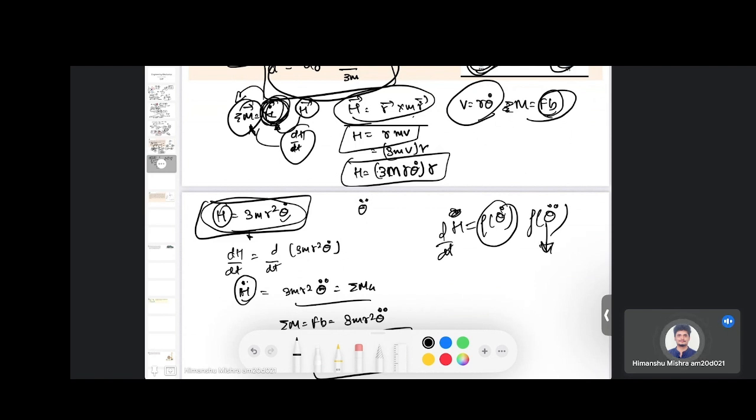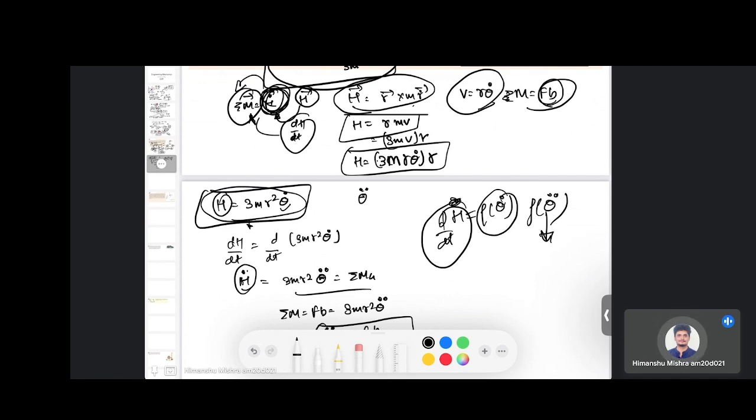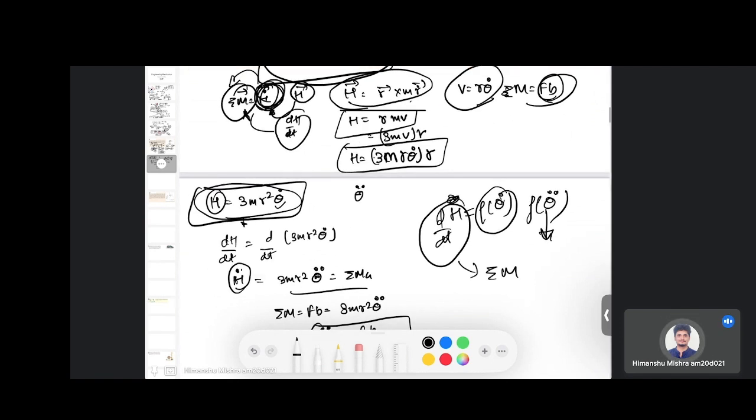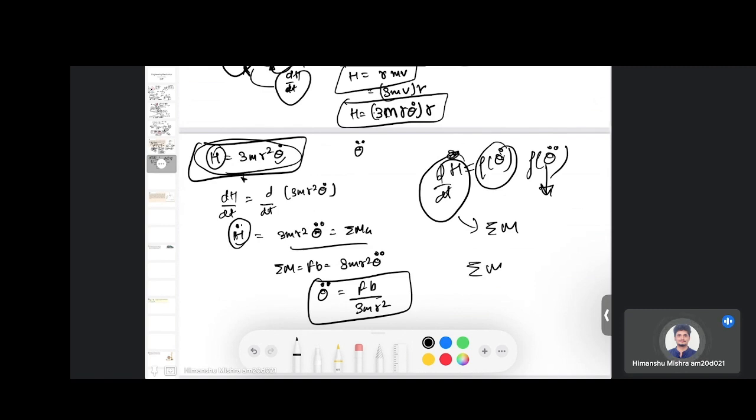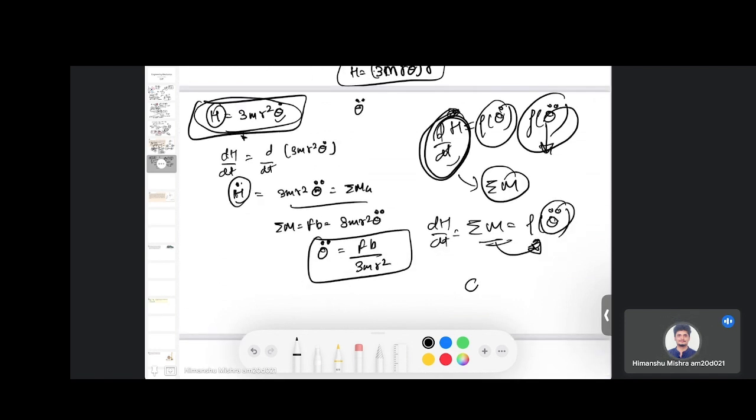and we also know that this time derivative of angular momentum is equal to the summation of moments. So basically this summation of moments will be a function of theta double dot, right? Because this quantity, rate of change of angular momentum, is a function of theta double dot. Then if rate of change of angular momentum is equal to the sum of moments, then the sum of moments will also be a function of theta double dot. So what we did, we calculate this theta double dot in terms of the summation of moments.